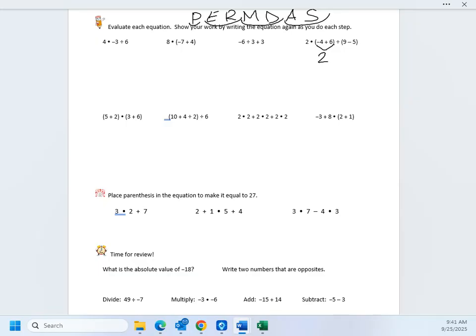Now what should I do? Bring everything else down. So I have a 2 times, notice I'm bringing it straight down, divided by parentheses 9 minus 5 parentheses. What do I do next? 9 minus 5 is 4.